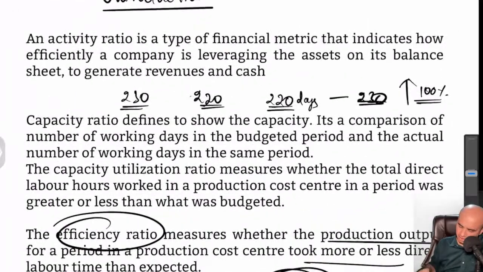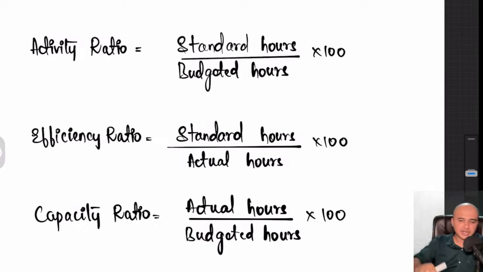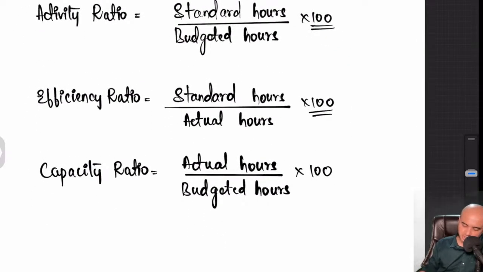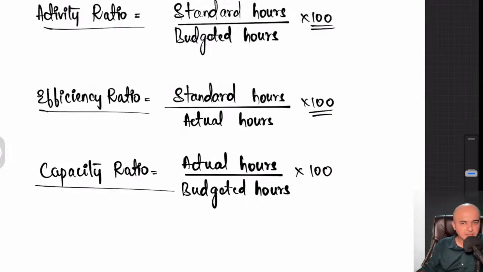Of course, there are formulas as well. You can look at the formulas. Activity ratio has a formula, efficiency ratio has a formula, and capacity ratio. All this is based on what? Standard, budgeted, and actual hours. For activity ratio, we have a formula which says standard hours by budgeted hours expressed in percentage. For efficiency ratio, it is standard hours by actual hours, again expressed in percentage. And lastly, capacity ratio, which is also expressed in percentage, is actual hours by budgeted hours. How do we remember this formula? You'll have to, there is no other go. You may get any of these questions in the exam. If you want to answer, you'll have to remember this formula. You'll have to learn the formula by heart. Activity, standard by budgeted. Efficiency, standard by actual. Capacity, actual by budgeted. So that is the thing.